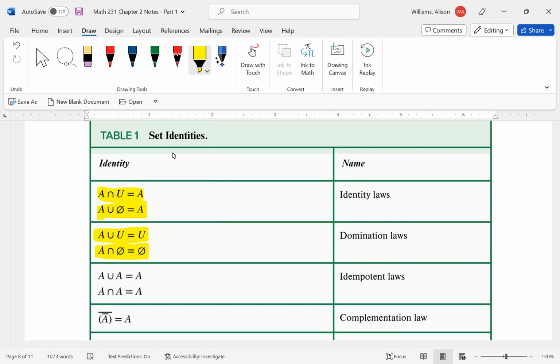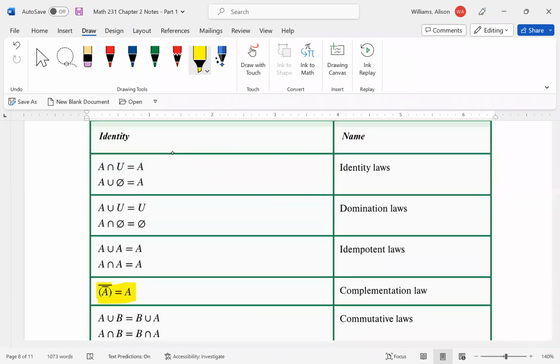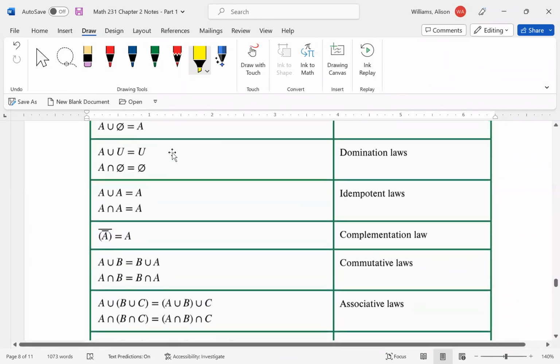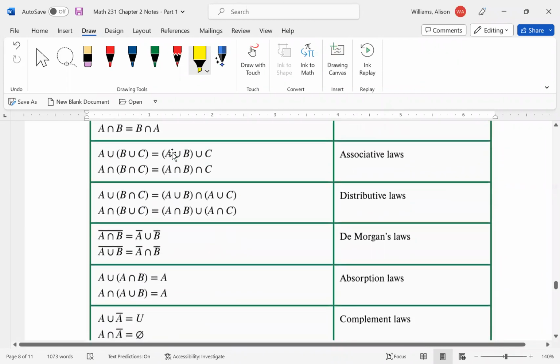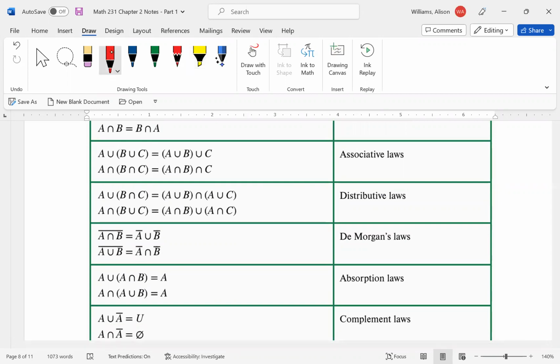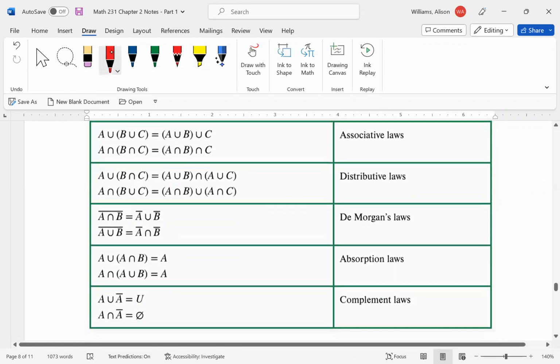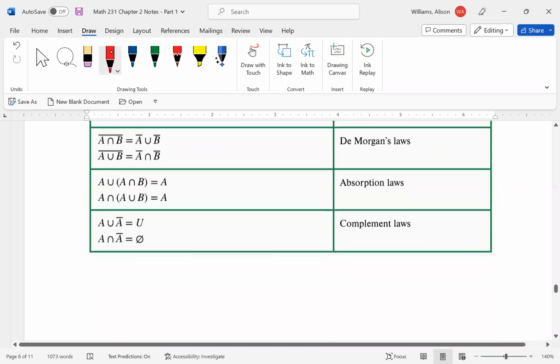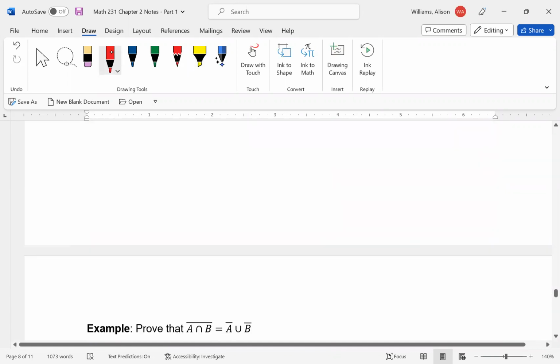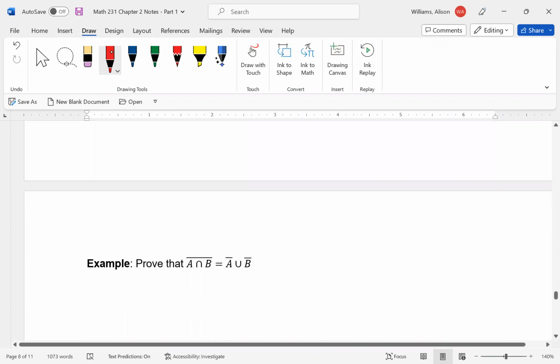All right. It's kind of boring. Most of these identities make a lot of sense. The complement of the complement equals A. They're commutative. It doesn't matter which way you write it. They're associative. They have distributive laws. We have De Morgan's laws, which we are going to prove here in a minute. And then what's called absorption laws and complement laws. So exciting. Okay, so let's look at a proof of De Morgan's law.